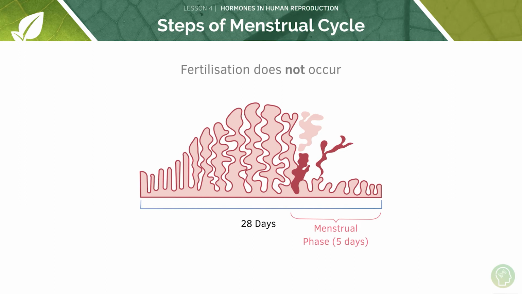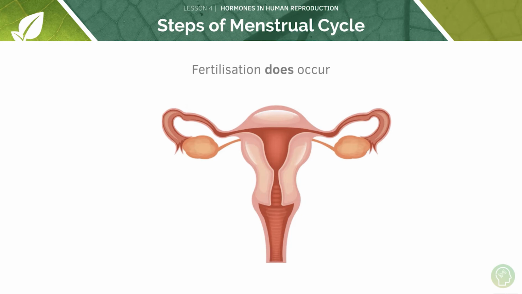Now, if fertilisation does not occur, our cycle repeats, and we're back to the beginning where we have our uterus lining breaking down. So you can see here that the uterus lining has been built up. It's maintained at this part by our hormone progesterone, and then it's going to start to break down if the egg is not fertilised. And then we get a repetition of the cycle.